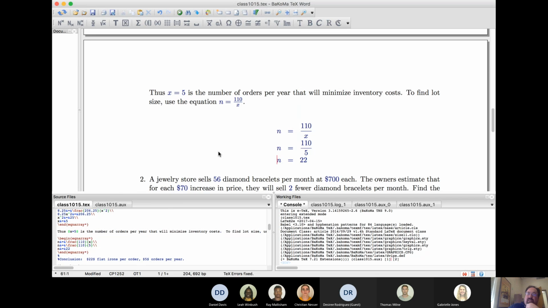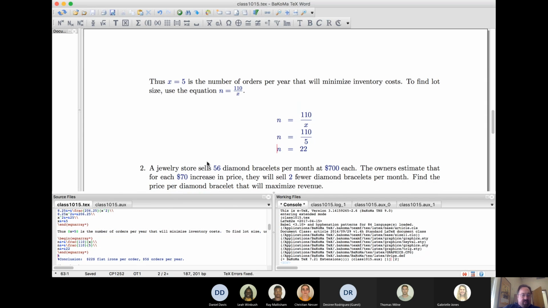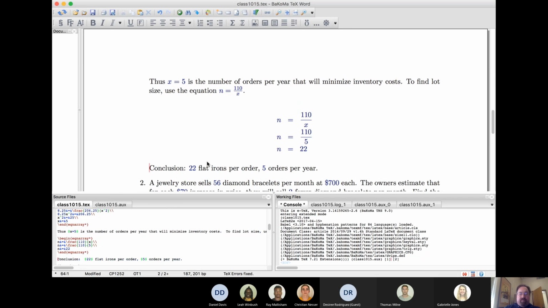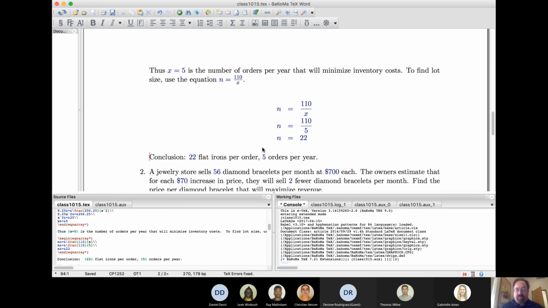For these problems, because we're dealing with ordering items, you can't order a fraction of an item. The numbers are supposed to work out nicely, so if they don't, that is a sure sign that something went wrong. So that's it for this problem. 5 orders per year, 22 flat irons per order, for a grand total of 110. And this happens to be the combination of many choices that minimizes the inventory cost. Questions about how that was done?